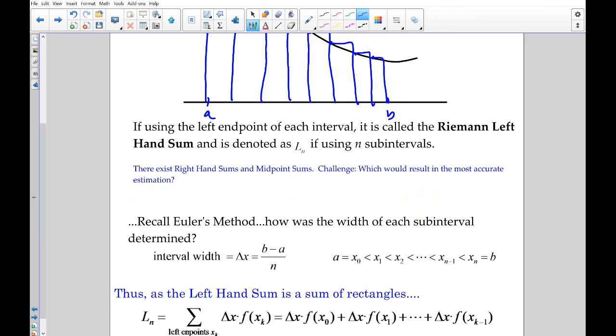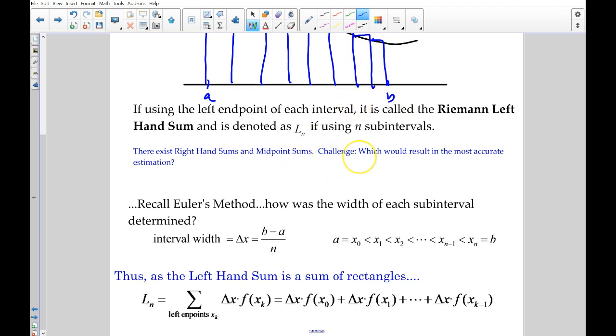Just a bit of notation, we use L sub n, L of n, to denote the left Riemann sum. There are right-hand Riemann sums and midpoint Riemann sums. Those are for another extension, if you wish to learn a little bit more about this topic.